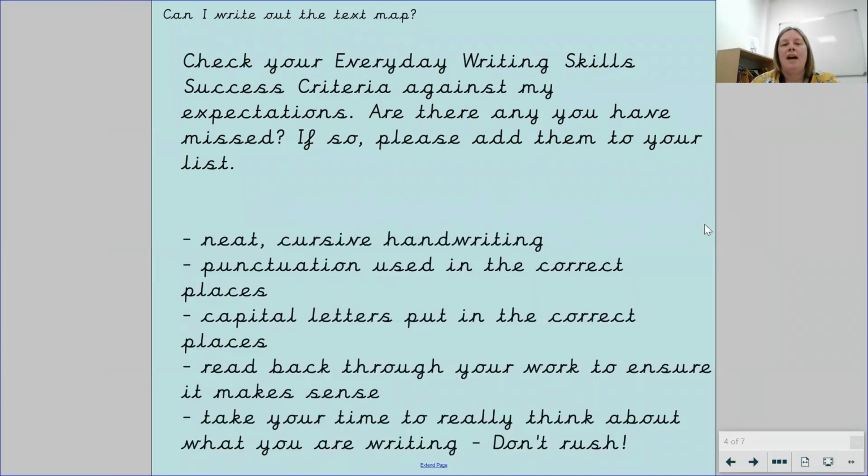So let's have a look. You need your neatest cursive handwriting. Punctuation needs to be used in the correct places. Capital letters put in the correct places. Read back through your work to ensure it makes sense. Take your time to really think about what you are writing. Don't rush.